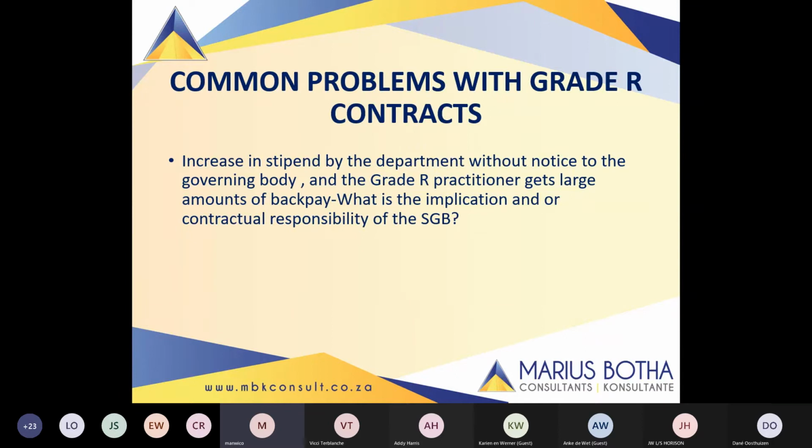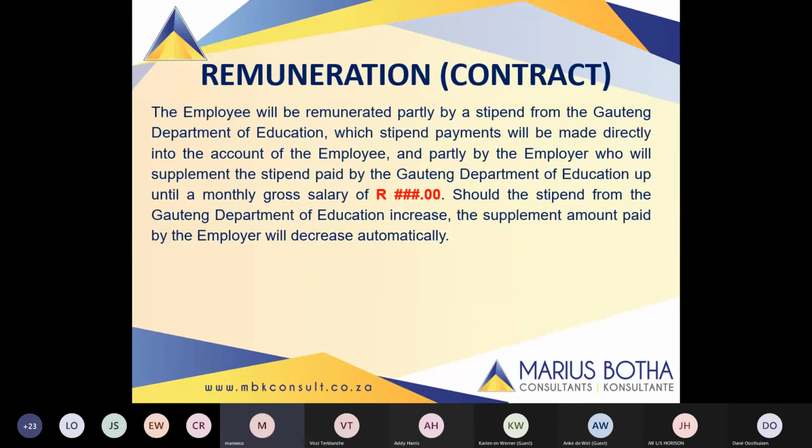So we have to go and look at the contracts, and our member schools have a grade R contract available that fulfills all these requirements. And in our contract, it says that there will be a gross salary, and should the stipend from the Gauteng department increase, the supplement amount by the employer will decrease automatically. We stipulated that in the contract, and it's essential that you put that in.